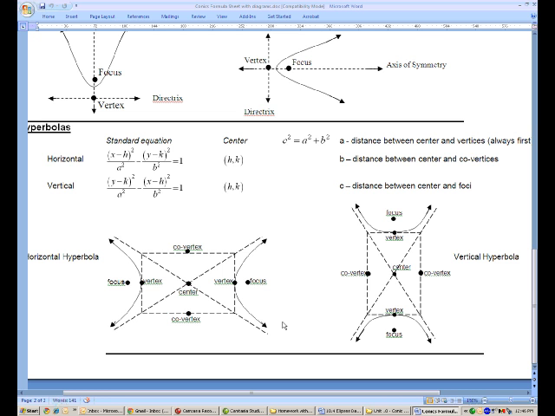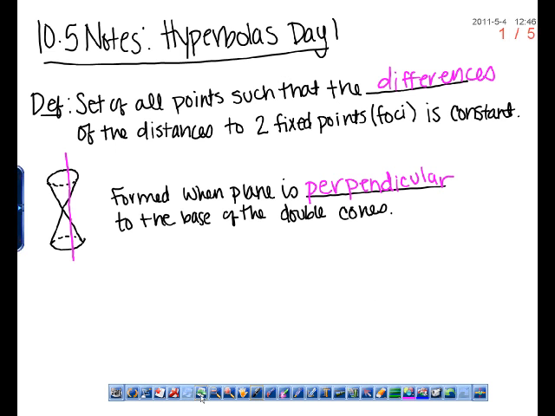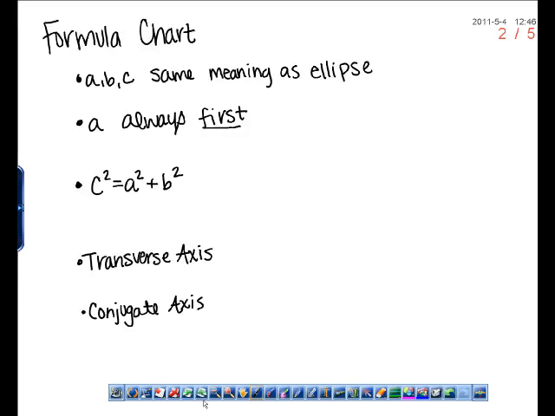I've written some of this down for you so that you can make sure that you have it. In a hyperbola, a, b, and c mean the same as in an ellipse. What did a mean? Good. Distance between the center and the vertex. What did b mean? Good. Center and co-vertex distance. And what about c? Center to the focus.